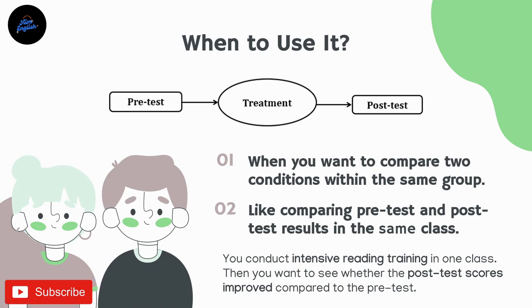So when do we use the paired t-test? Use it when you are comparing two sets of scores from the same group of people. That means the data are related or paired. Let's say you give students a pre-test before intensive reading training and then a post-test after the training. You want to know, did they improve? So here we understand that there are the same students, with two different times of tests. So what you should do is use the paired t-test.